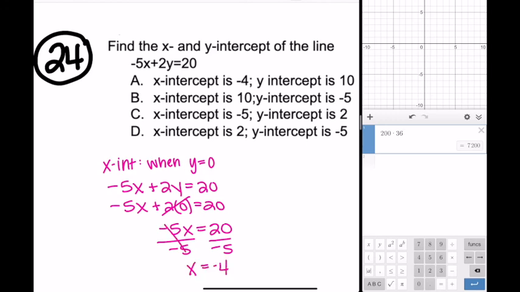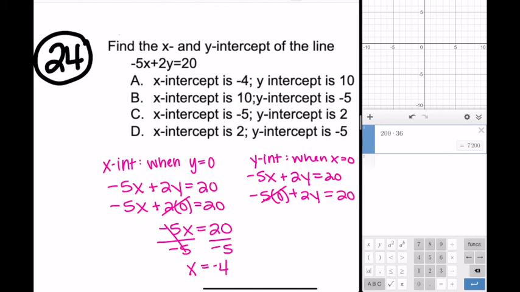So the x-intercept is -4, and the y-intercept is going to have to be 10 because we don't have any other options with an x-intercept of -4. But let's work it out just to be sure. The y-intercept happens when x is 0. So if we have this equation, we're going to plug in 0 for x and solve. -5 times 0 cancels. We have 2y equals 20. Divide by 2, and we get y equals 10.